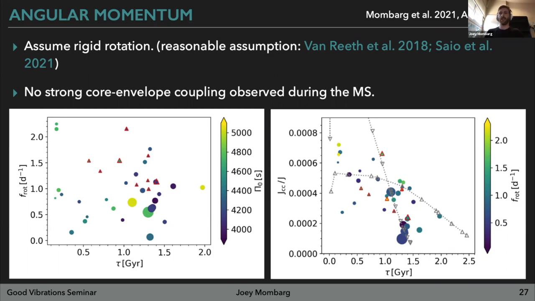And what we observe is that the evolution of the angular momentum throughout the main sequence is consistent with what you would expect because of the changes in the size of the core along the main sequence. So these two are just non-rotating models where I show the angular momentum of the core, where we assume rigid rotation throughout the whole star. So we don't really observe a very strong coupling or transfer between the angular momentum in the core and the radiative envelope.